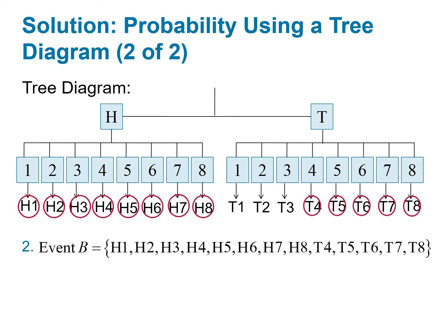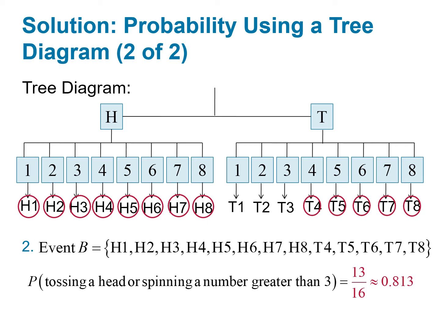Okay, so if we look at that, we're including all the ones that have a heads because we're looking for a heads or a number greater than 3. Then on the tails side, we're going to include all the numbers greater than 3: 4, 5, 6, 7, and 8. If you total these up, you'll notice that 13 out of the 16 satisfy this, which gives us 0.813.